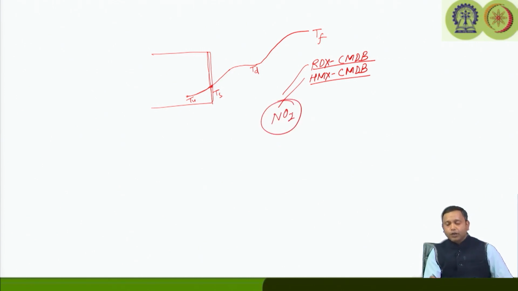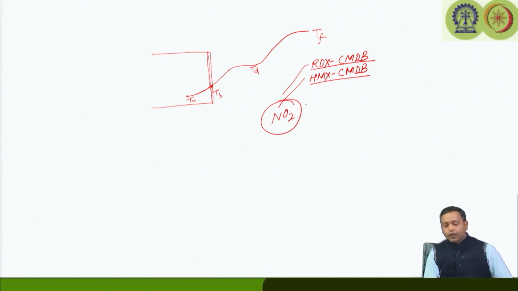The basic difference between the AP CMDB and nitramine CMDB propellant is that AP CMDB propellant is still heterogeneous, whereas the nitramine CMDB propellant is considered to be homogeneous, because it is going to behave almost similar to the double base propellant.